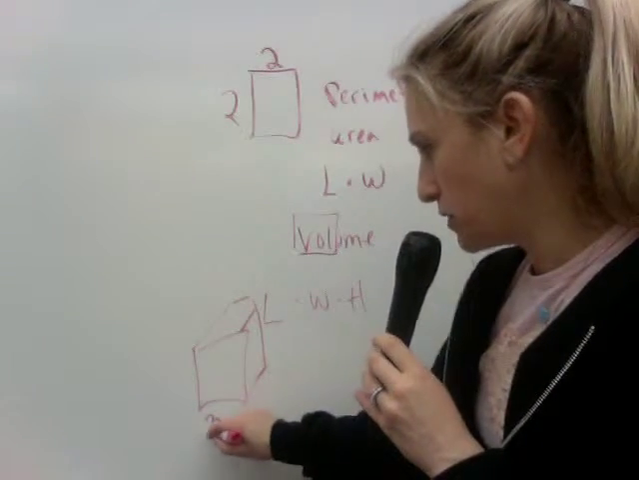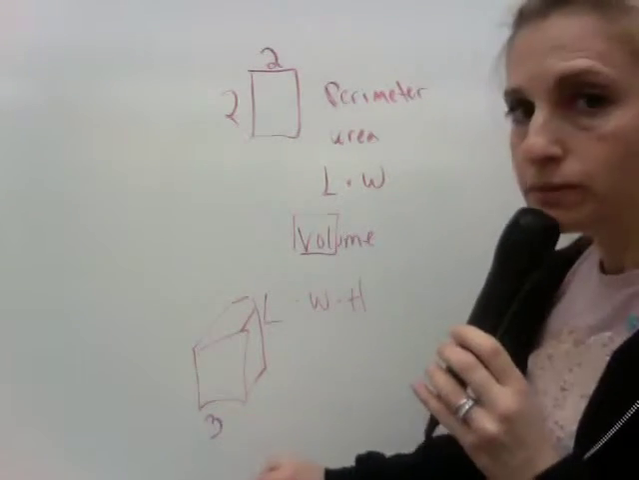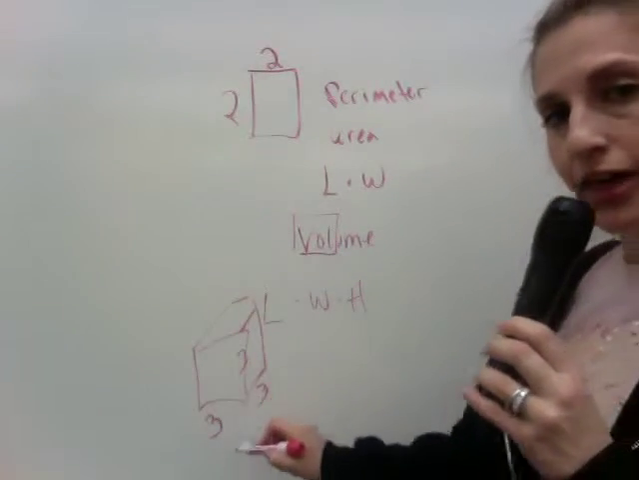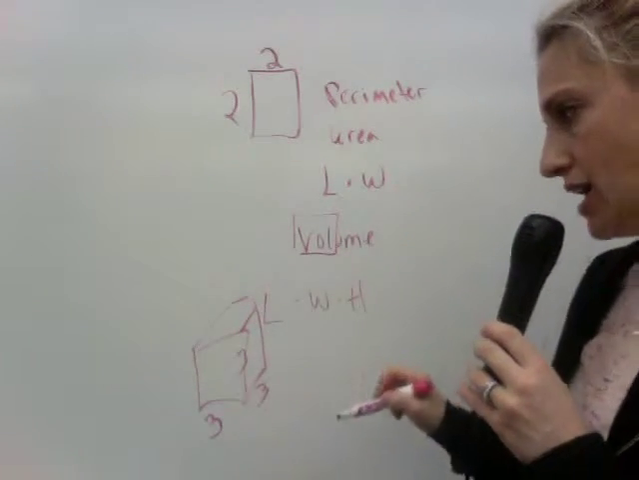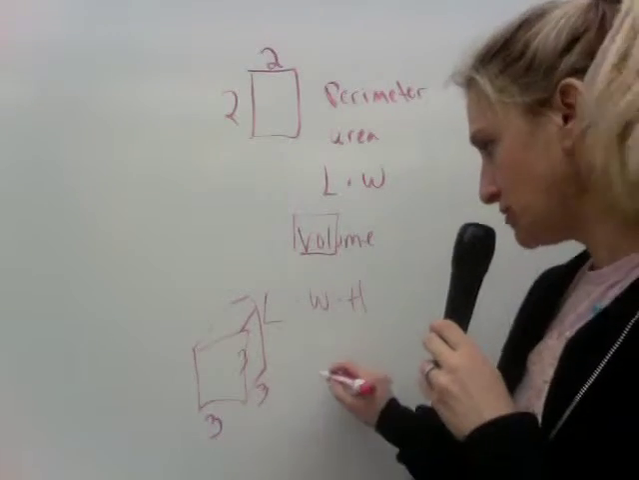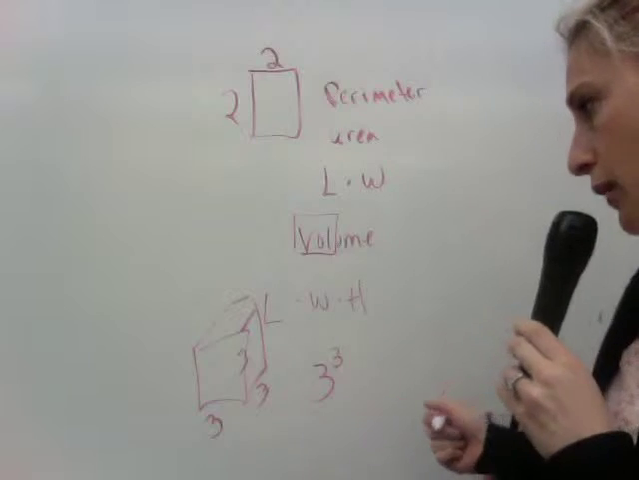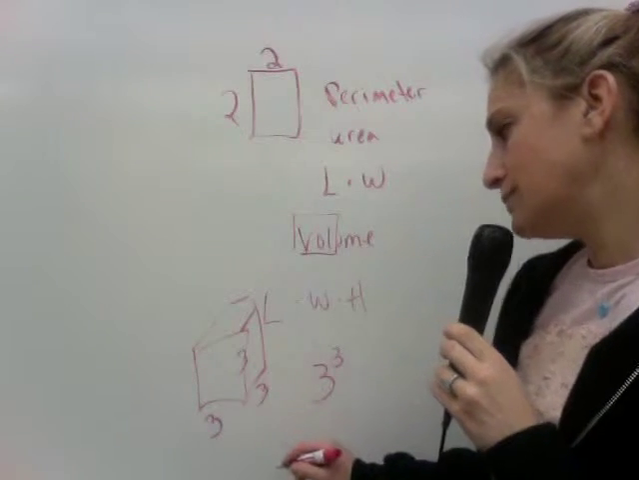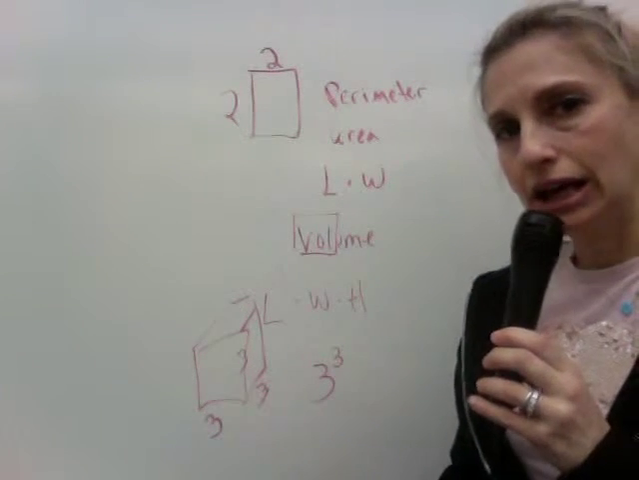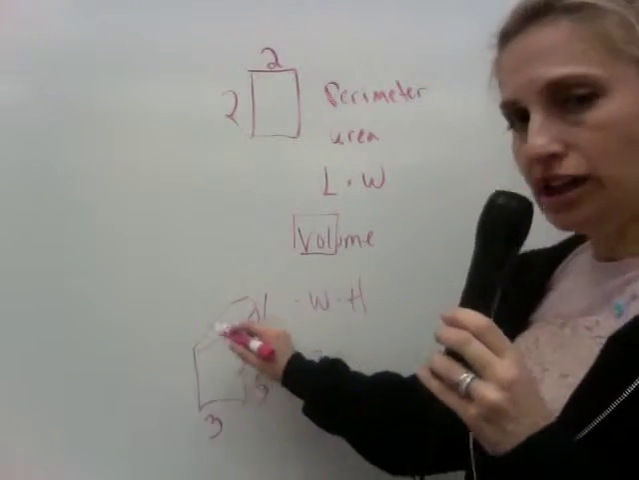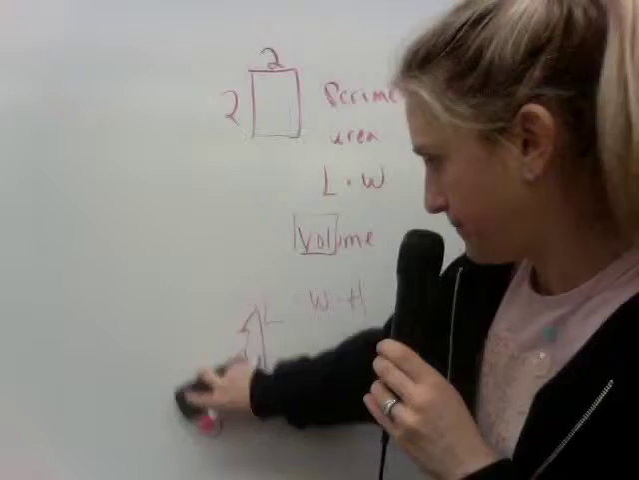So if this is a cube, and that's 3, and that's 3, and that's 3, it's length times width times height. So 3 times 3 times 3, or what I taught you the other day, 3 to the 3rd power. So 3 times 3 is 9, and 9 times 3 is 27. So the volume of this cube is 27.